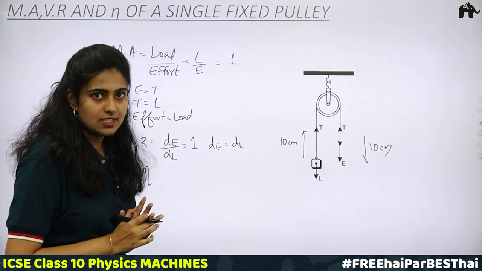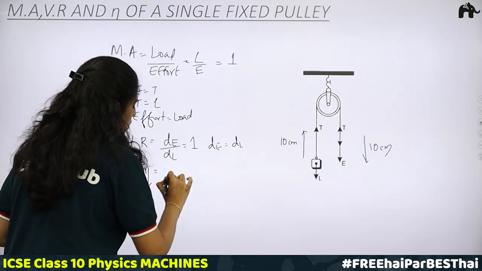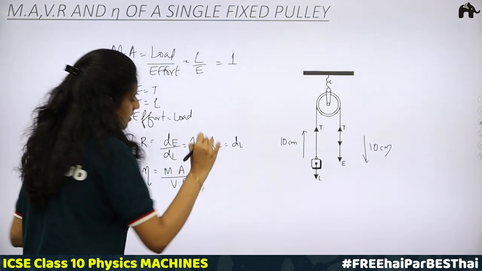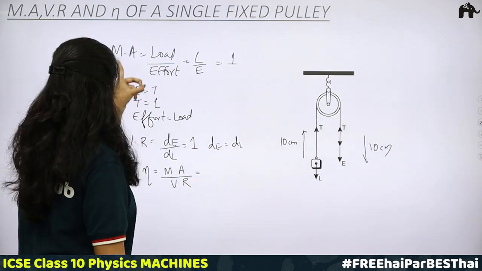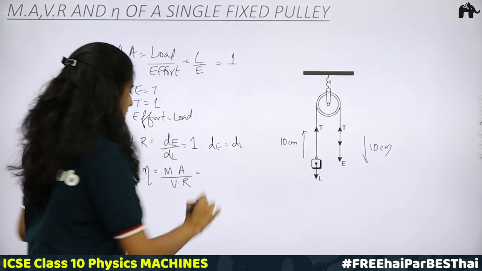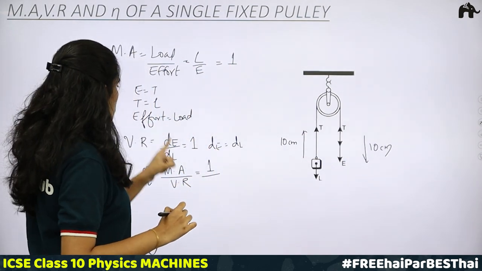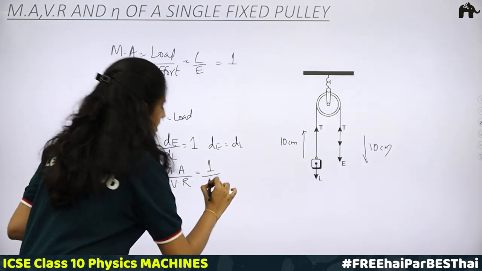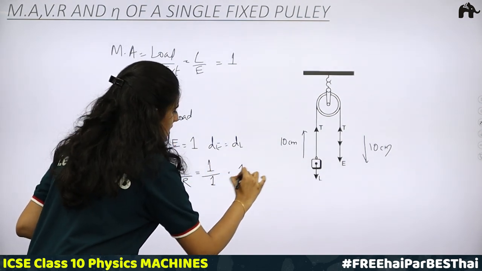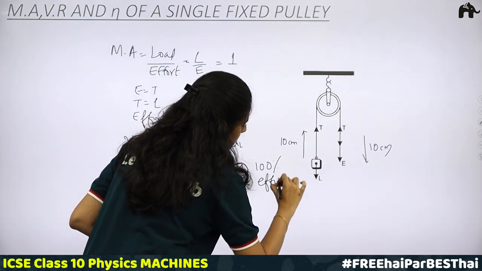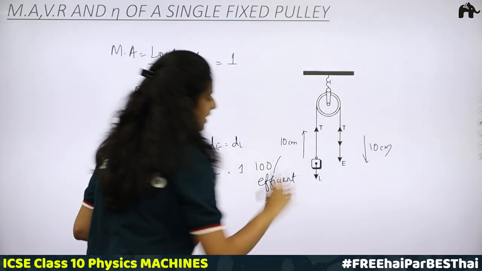What is efficiency in this case? Efficiency is the ratio of mechanical advantage to the velocity ratio. Mechanical advantage we calculated, that is 1. What about the velocity ratio? Velocity ratio is also equal to 1, which means efficiency is 1 or 100% efficient. Okay, this is the ideal case.